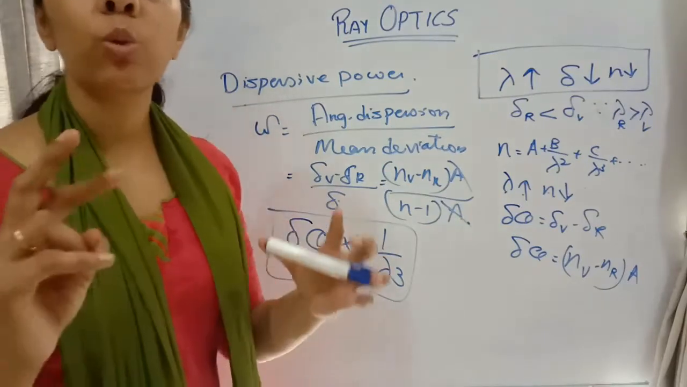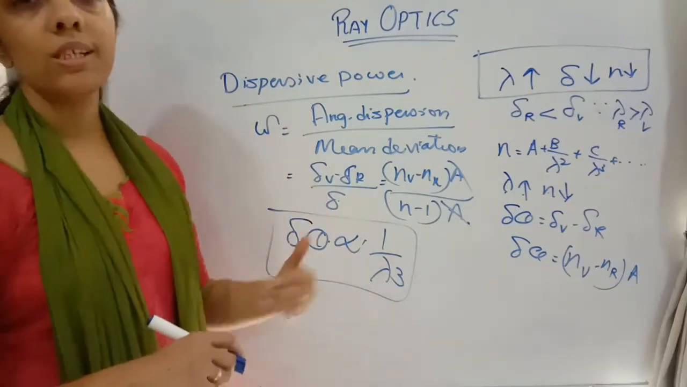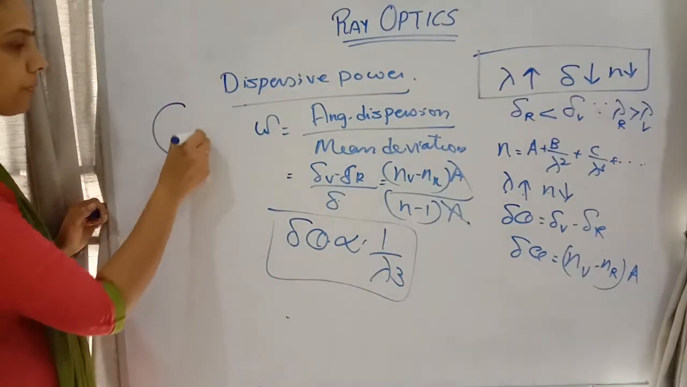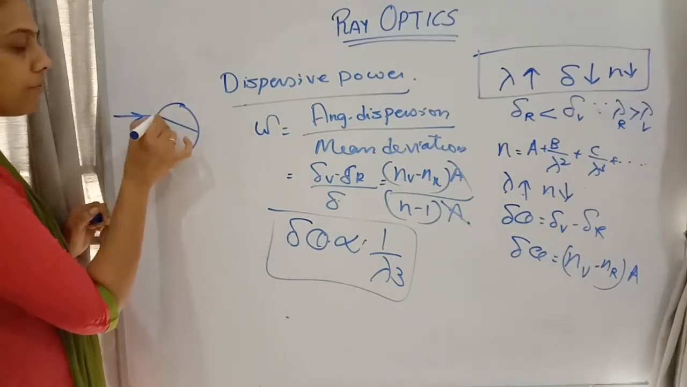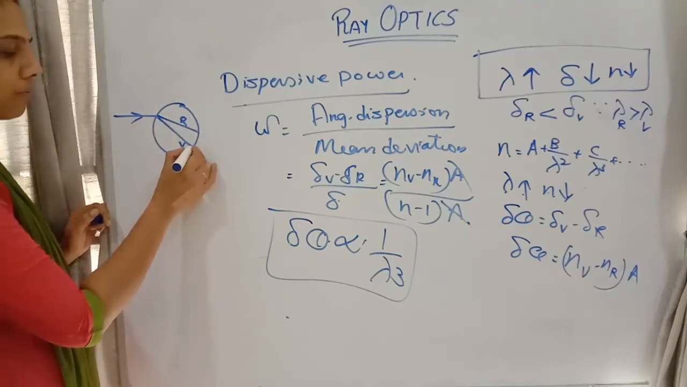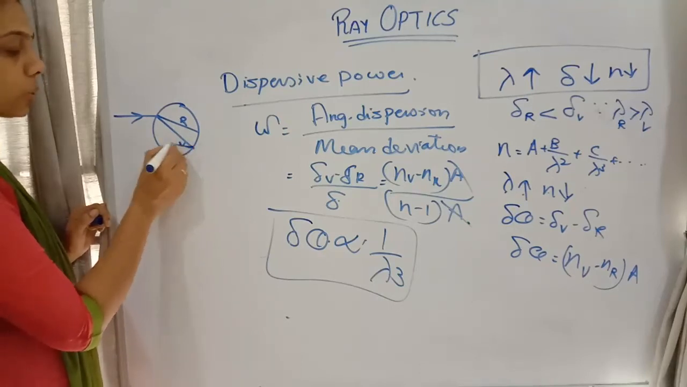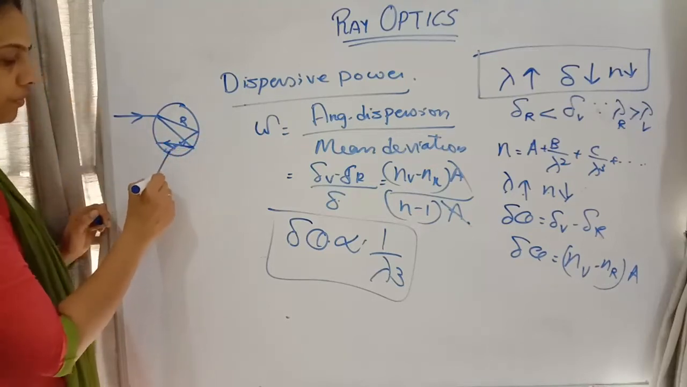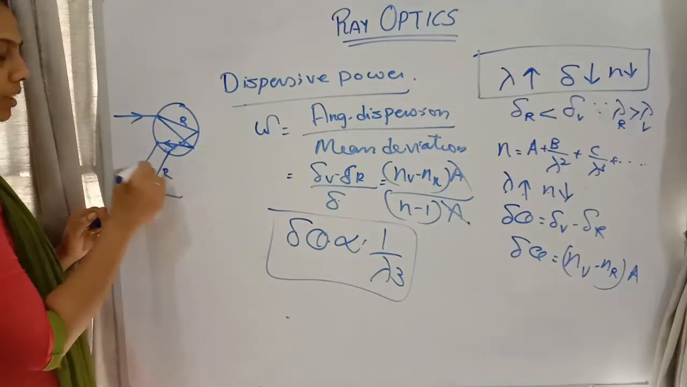There are two types of rainbows: primary rainbow and secondary rainbow. What is meant by primary rainbow? I'll explain over here. When a ray of light is incident here, it will undergo refraction and dispersion, so red and violet separate. After that, it will undergo total internal reflection, and here also it will undergo total internal reflection. The light ray will be observed in such a manner. So we will be getting the red over here, violet over here.